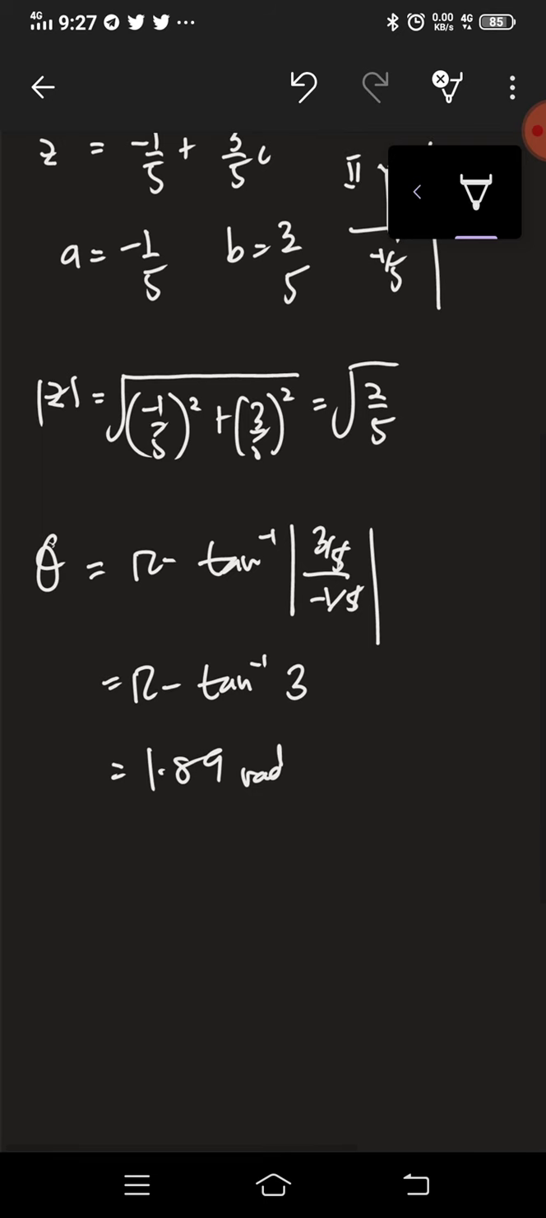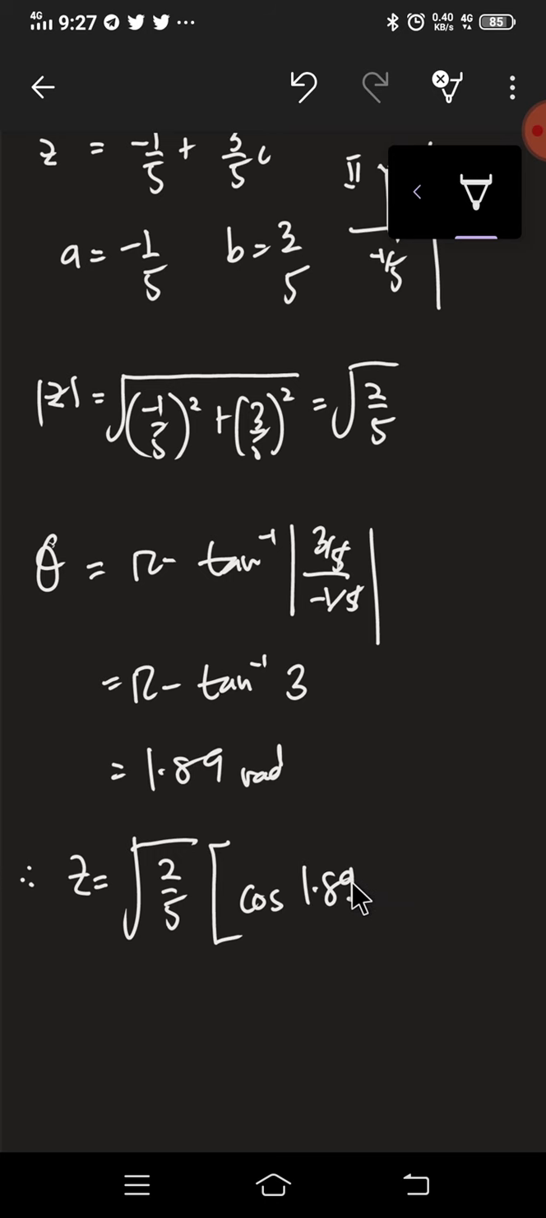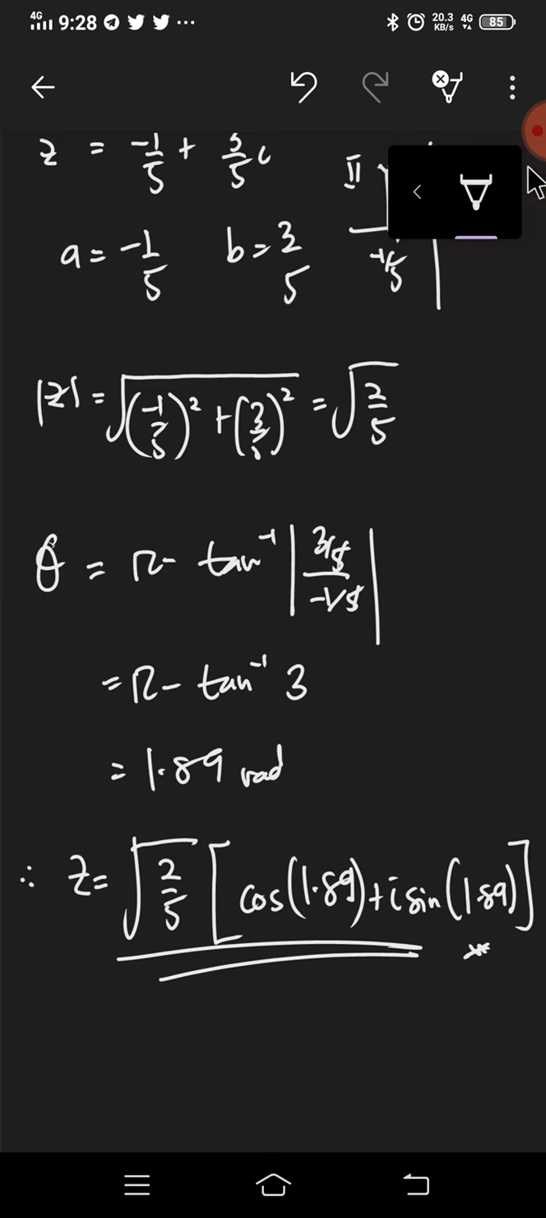Okay, so how do we write it in polar form? z can be written in polar form as the modulus of z, which is square root of 2 over 5, multiplied by cos of 1.89 plus i sin of 1.89. Done.